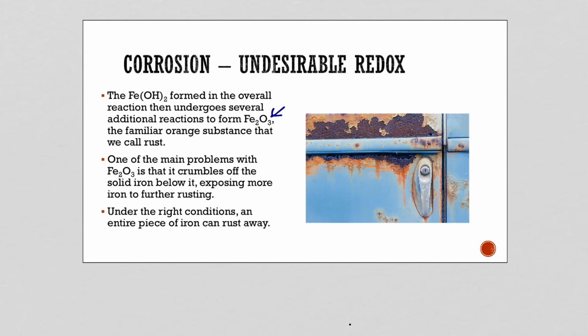Now, one of the issues with rust is that it is flaky. It is crumbly, so it falls off the iron and exposes more iron, which leads to further rusting, which is why rusting is particularly troublesome, because it can easily eat away at these solid structures. It can take holes in car doors, or can degrade structural supports if left to go unchecked, or eat holes in pipes, these kinds of things. So rusting is particularly troublesome when it comes to corrosion.